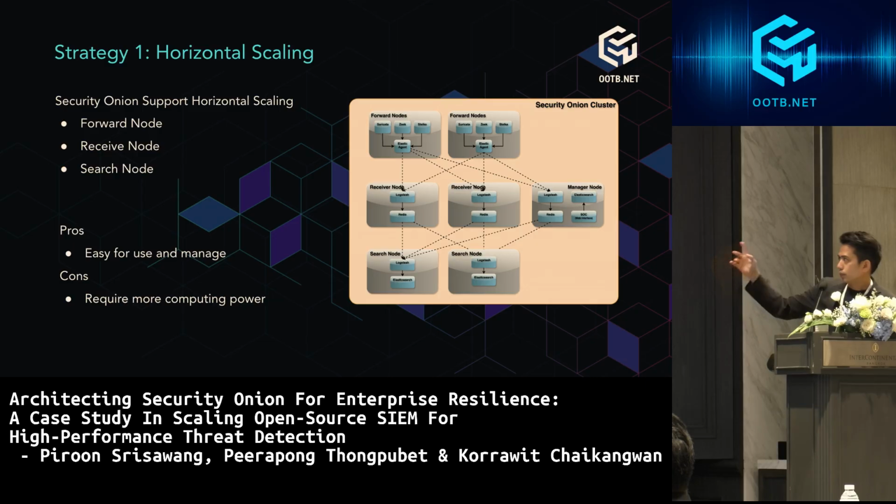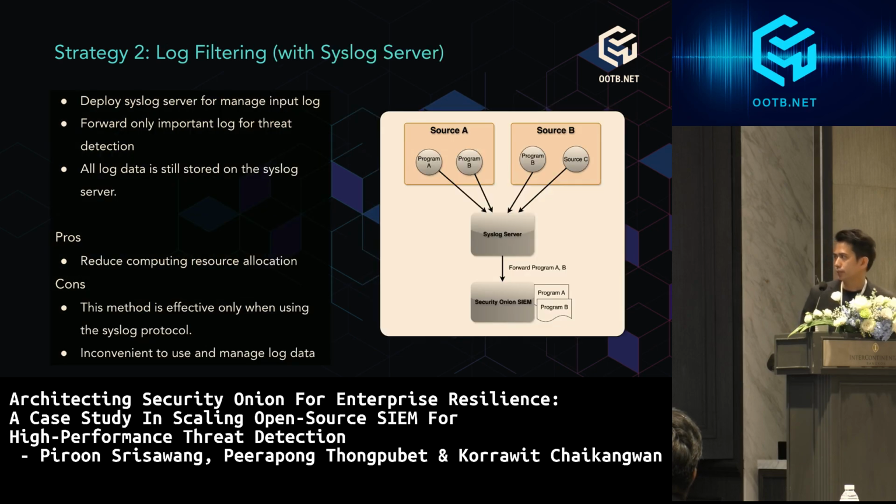The receiver node works the same way as before. And the next tier, the search node, you can also scale. In this picture, the advantage of this method is that it's easy to manage because you have one system. But if your scale keeps growing, it becomes more complex and hard to manage.